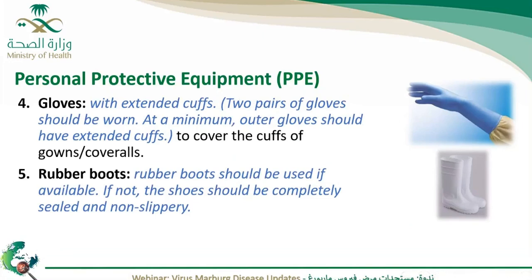Number four, the gloves, and it should be mentioned here that they should be with extended cuff. We need to use two pairs of gloves, and at minimum, if there is any shortage of supply, we need only the outer gloves with the extended cuff. Number five, we need to use the rubber boot.